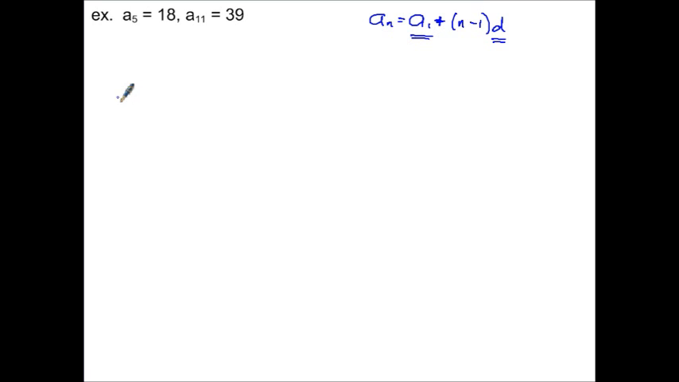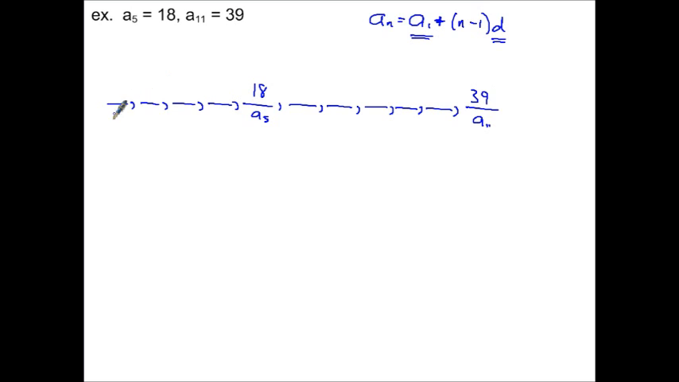So here's actually what I like to do, maybe a more intuitive, maybe a more visual approach. Here would be the first term, I'll just leave a blank for it, and then there's the second, and there's the third, there's the fourth, and then there's the fifth. I'll label it a sub 5, and I'll put the 18 right in there. And then here's my 6th, 7th, 8th, 9th, 10th, and again there's the 11th, which is the other number that I have. This gives me a 39 right there.